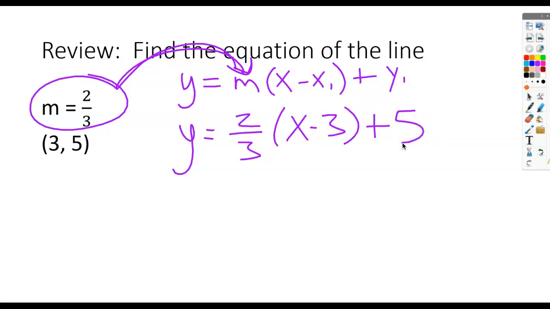Now, before I go any further, I want to tell you guys something. On your AP test, you're going to have two types of questions. You're going to have free response questions and multiple choice questions. For a free response question, this is good enough.